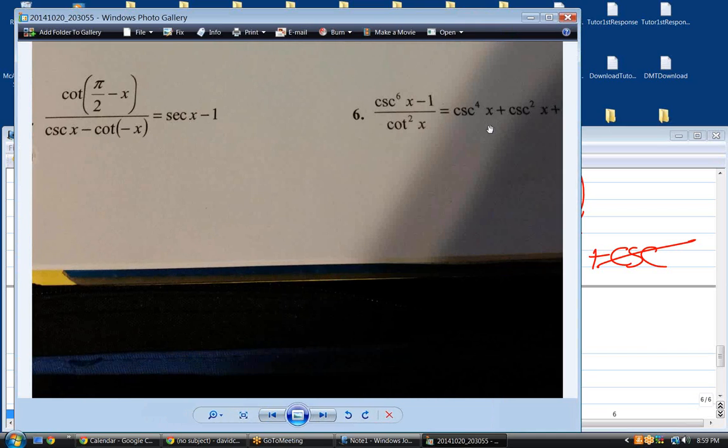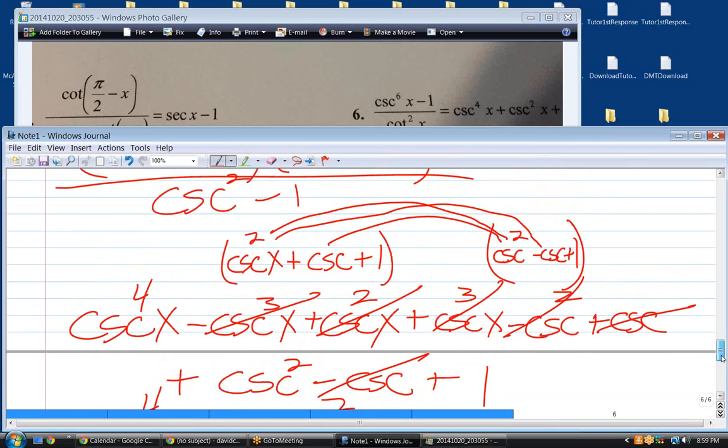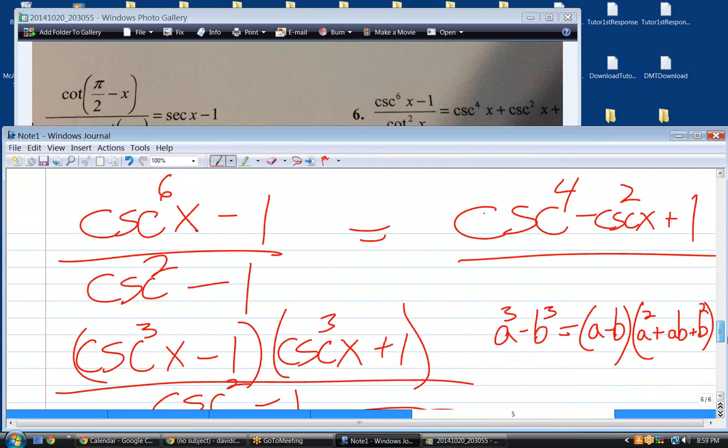That wasn't really that hard a trig. That was more difficult algebra. In other words, you had to know difference of squares and difference of cubes and sum of cubes. I'm not positive that I had to go to that much trouble, but I couldn't really see any other way of doing it.